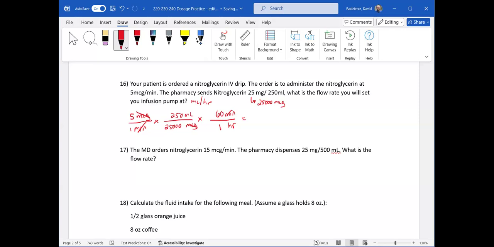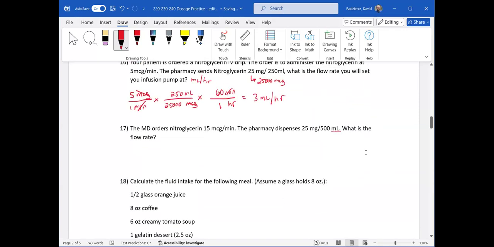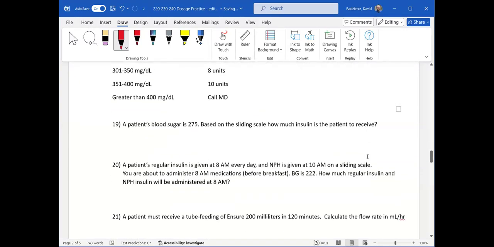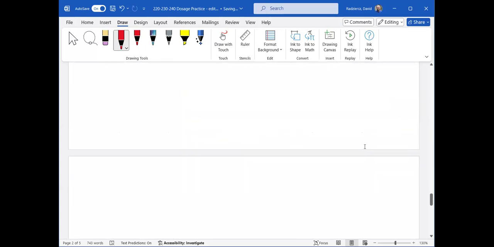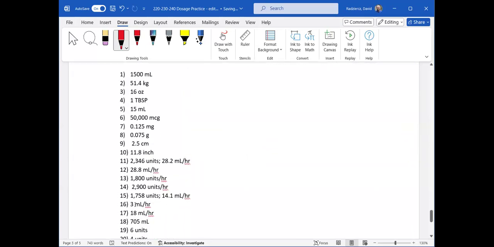So 5 times 250 times 60, and then I'm going to divide by 25,000. And I'm going to get a nice simple 3 mL per hour. So I'm just going to double check the key. That was number 16. Yeah, 3 milliliters per hour. Good.